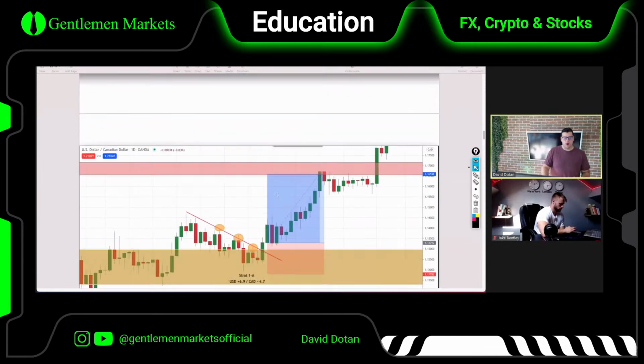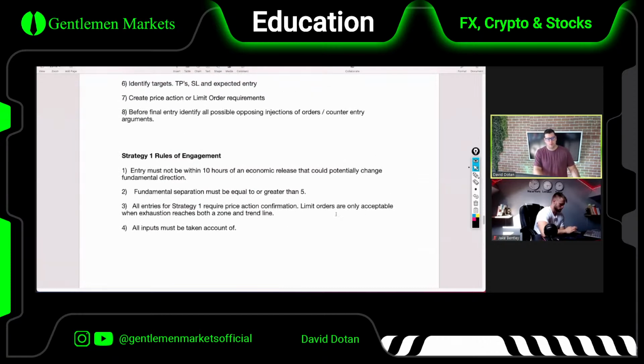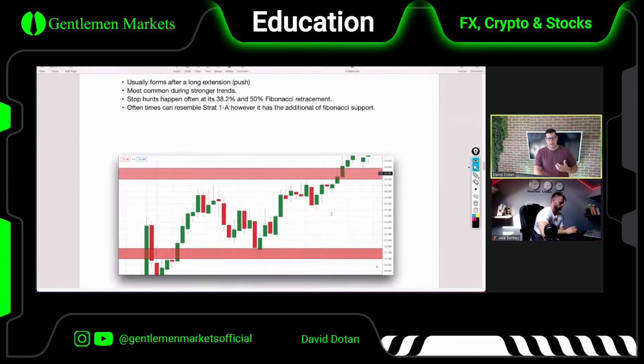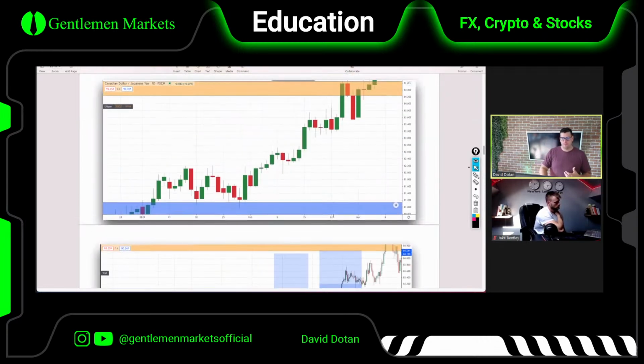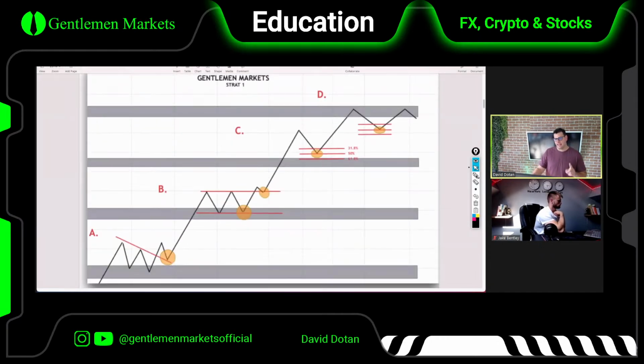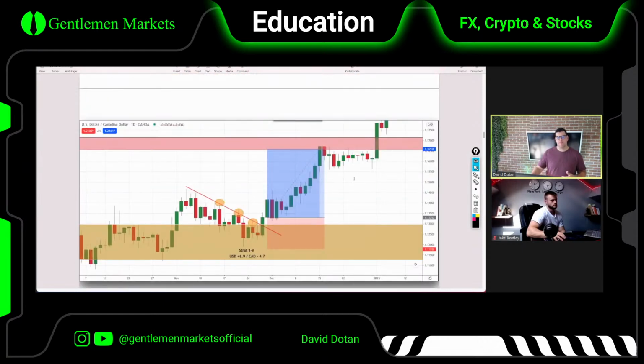All right, so all entries for Strat 1 require price action confirmation, except for limit orders, which are acceptable when exhaustion reaches both the zone and trend line. Okay, so what do I mean by that? Let's just draw it out. First off, Strat 1 does have one limit order. I will adjust it. The one limit order that will happen for Strat 1 is through Strat 1B, which is a buy limit order at previous low. That's the only time Strat 1 will have a limit order, or a sell limit order if this was a downtrend.